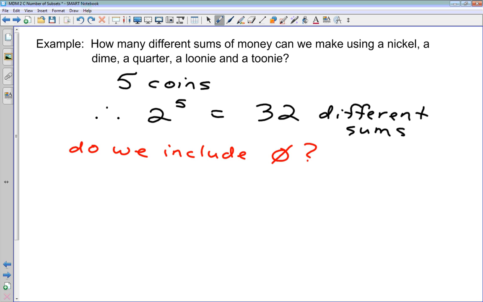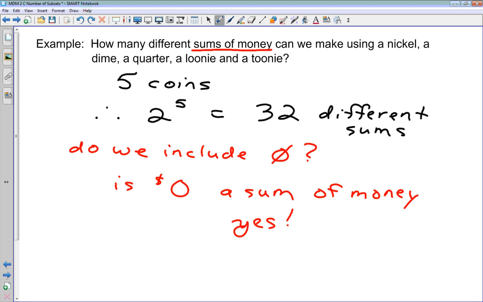Well, let's see. We kind of ask ourselves, is $0, which would be the dollar value associated with not including any of these coins in our tally here, is $0 a sum of money? Okay. Because that's what they're asking us for, to count the number of sums of money. And I think yes, $0 is a valid sum of money to have. Okay? I mean, if I said I had $0, it would make sense. Okay? So yes, we do include it.